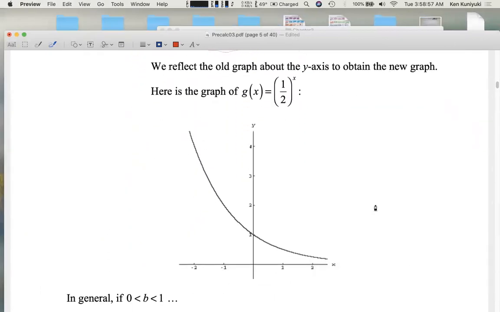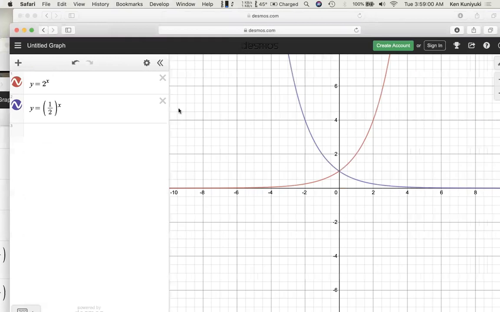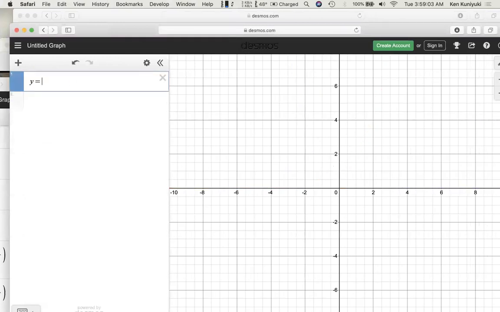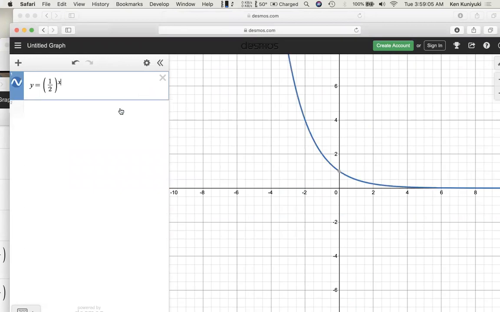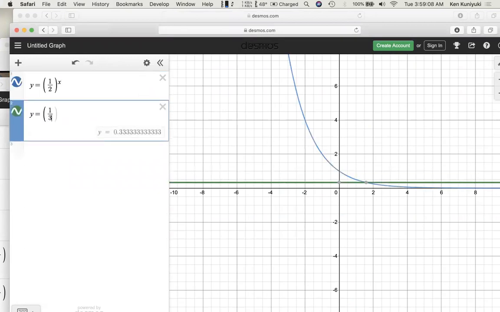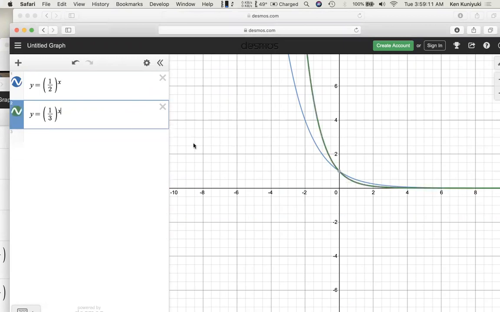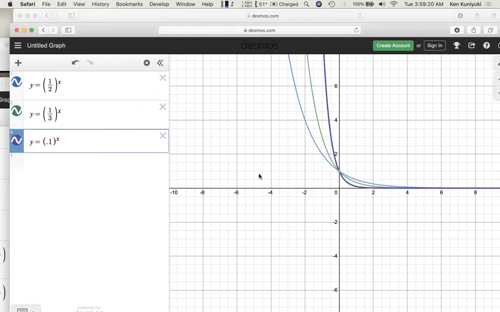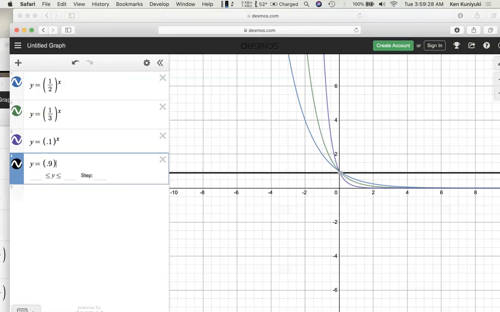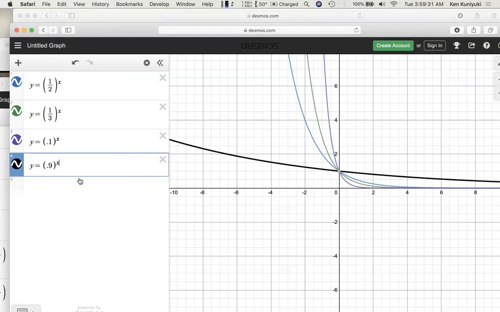All right, so again, here's the graph of y equals 1/2 to the x. But there are other graphs that look similar. Here's y equals 1/3 to the x. Again, it's this curvy L, exponential decay. Even y equals 0.1 to the x, exponential decay. Actually, that's not so surprising. This might surprise you: y equals 0.9 to the x. Now 0.9 is a pretty big base relative to these, but still 0.9 to the x is exponential decay.